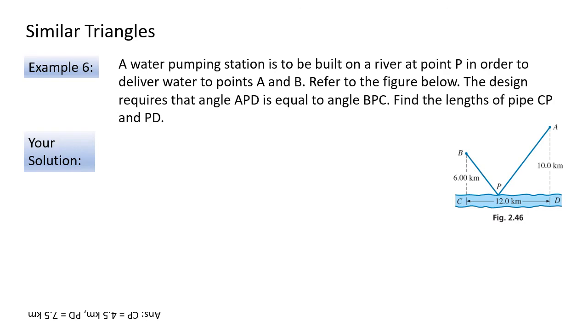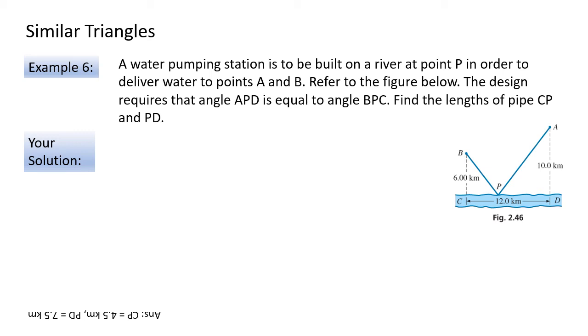Okay? So let's look at an example. A water pumping station is to be built on a river at point P in order to deliver water to points A and B. Refer to the figure below. The design requires that angle APD is equal to angle BPC. So find the lengths of pipe CP and PD.